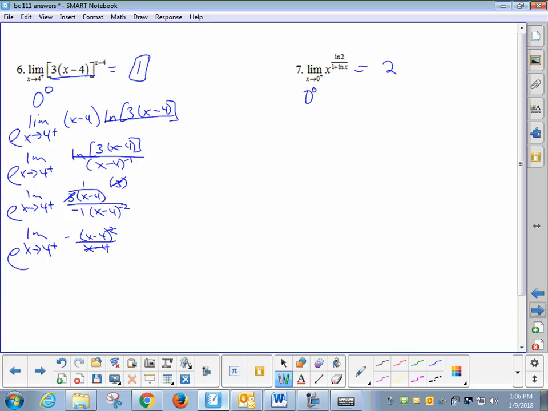After you've dumped that x minus 4, the whole that's kind of in that graph is gone, and it becomes just e to the 0.